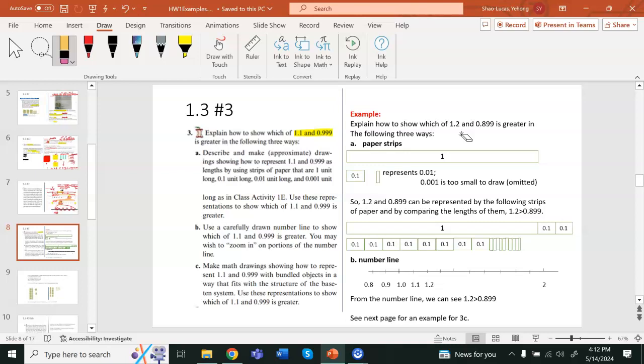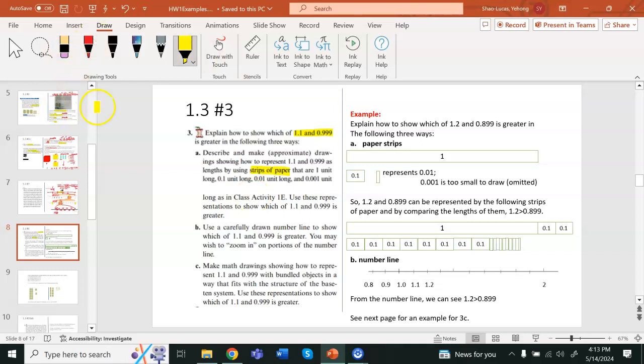Or we can put them on the number line. We can see 1.2 is to the right of 0.899. So we have these three different methods to help students visualize, to see why 1.2 is larger than 0.899. So let's look at these three different methods. The first method is to use paper strips. So we want you to use strips of paper.